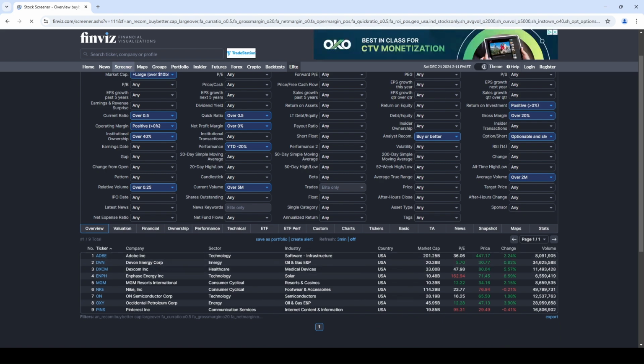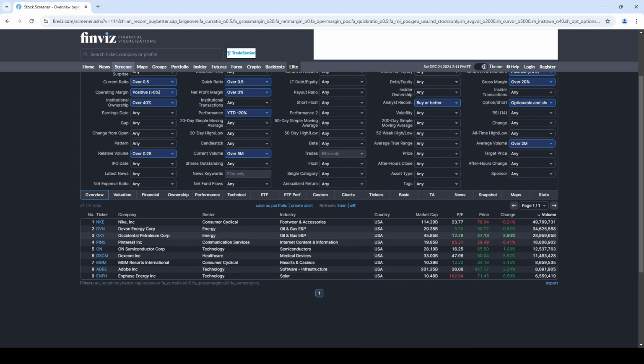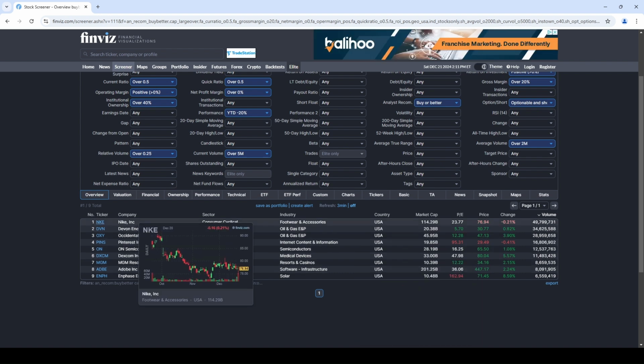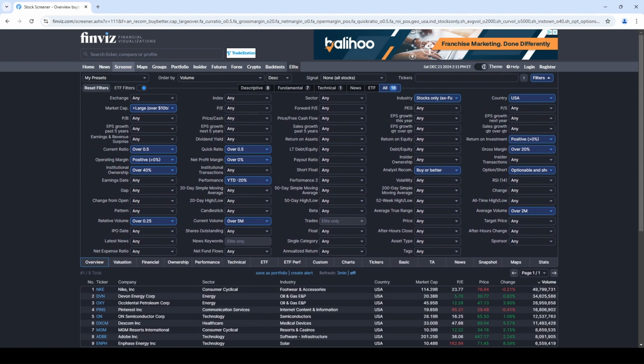Once you've entered all the parameters into the Finviz screener, the magic begins. Below the screener, you'll see a filtered list of stocks that match your criteria. At the top of the results, you'll notice several tabs that provide detailed insights about each stock.